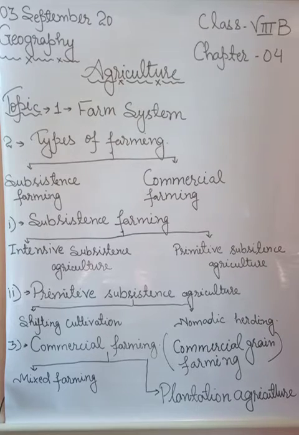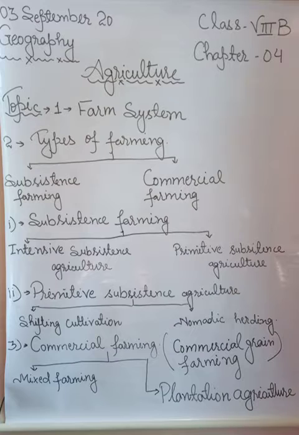So students, on the basis of this, farming can be classified into two main types. Number one is subsistence farming and number two is commercial farming. So students, first of all, I will explain what subsistence farming is.